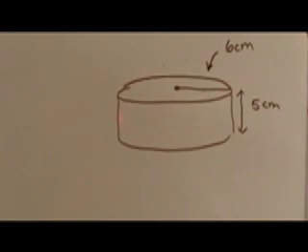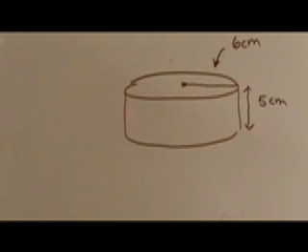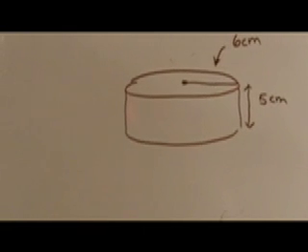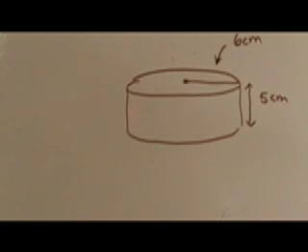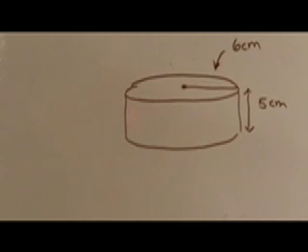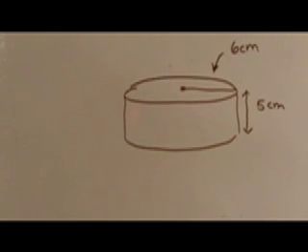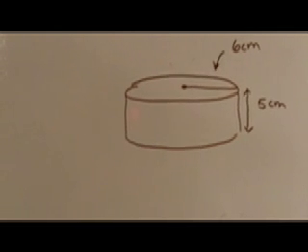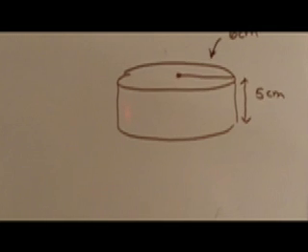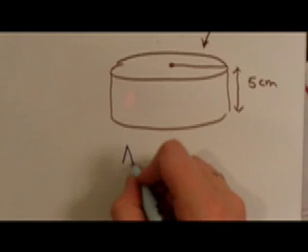Let's try an example now. We're given a cylinder with a radius of 6 centimeters and a height of 5 centimeters. That's all you need to know about the cylinder to figure out its surface area. So first, let's find the area of the top base. We're going to use the formula A equals pi times the radius squared.